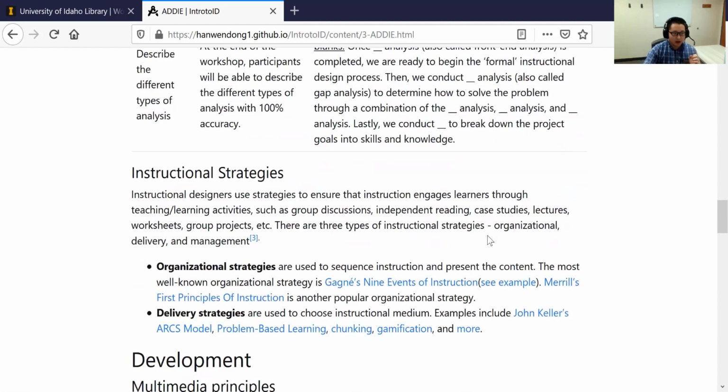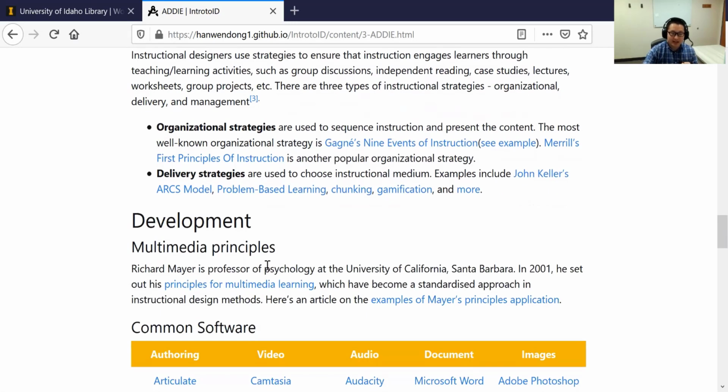Okay, so instructional strategies. As instructional designers, we use strategies to ensure that the instruction engages learners through teaching and learning activities. And there are 3 main types of instructional strategies: organizational, delivery, and management. So we are going to be focusing on the organizational and delivery. So organizational strategies are used to organize the course, the lesson, the presentation. This is basically our outline.